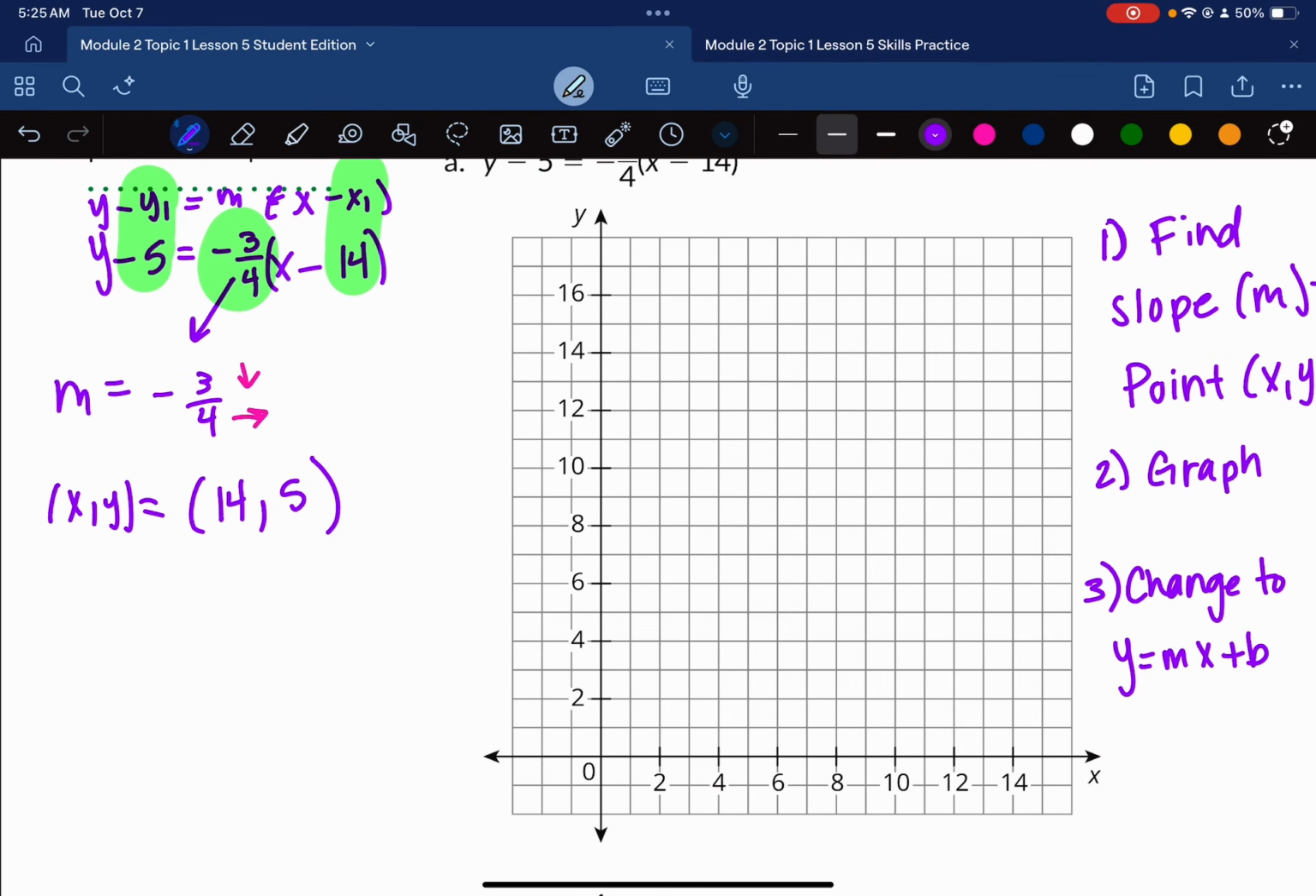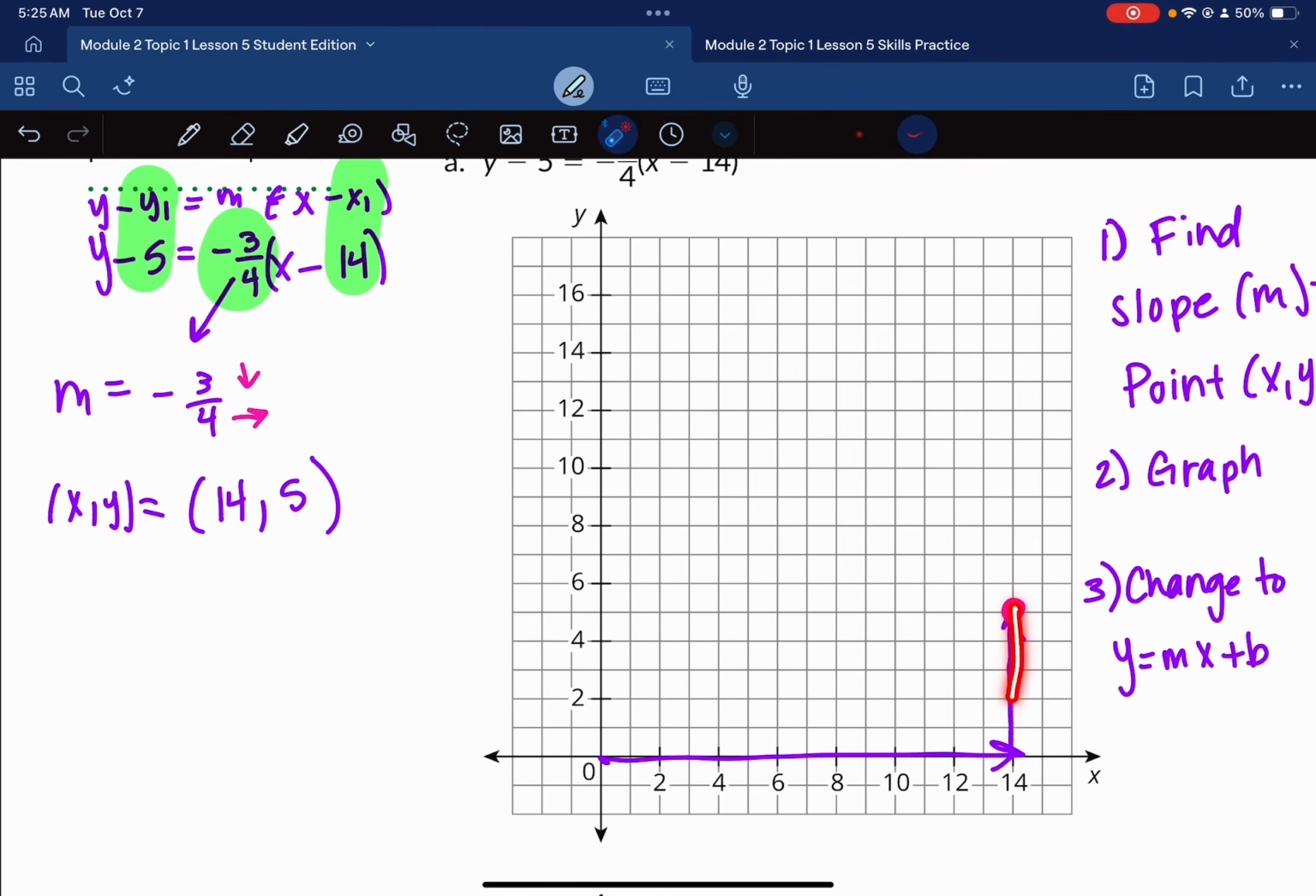So here we go. 14 is way over here. Bam. And we're going to go up 5 way right here. That's where it should be. Right here. Bam. All right. Now I need to make more points. So how do I make more points? Right. We're going to use my slope. I'm going to go down 3, right 4.